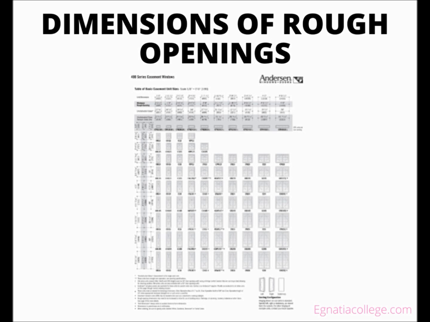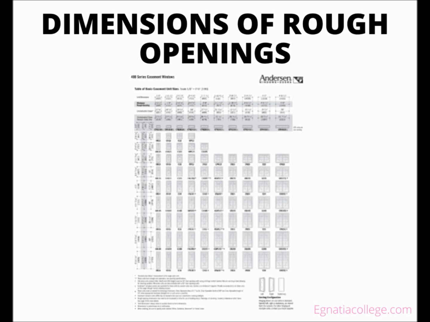Sizes of doors and windows are given with the width first and height second. To further simplify dimensioning, they are often listed as feet/inches. For example, a 2.6 by 6.8 door is 2 feet, 6 inches wide by 6 feet, 8 inches high.